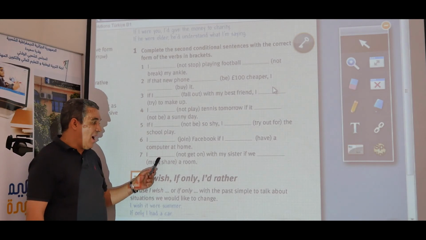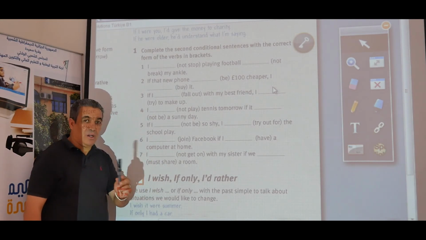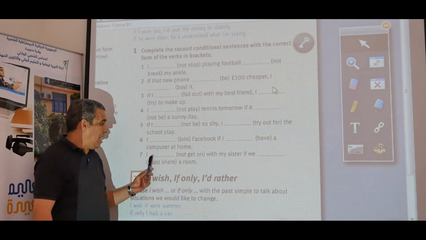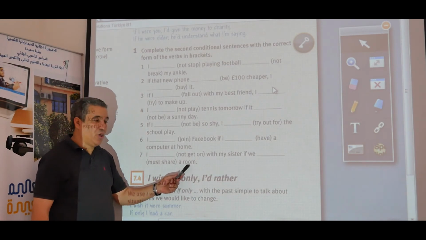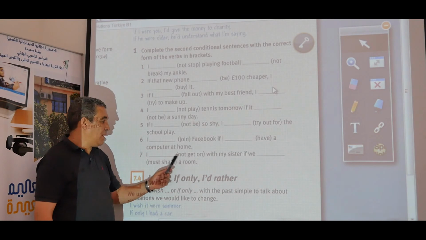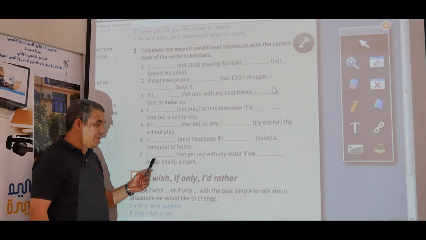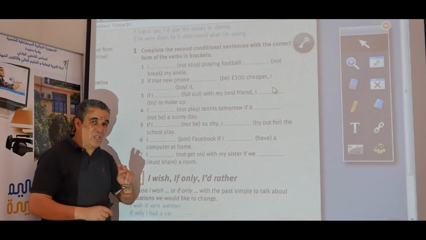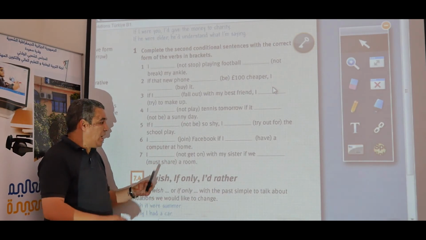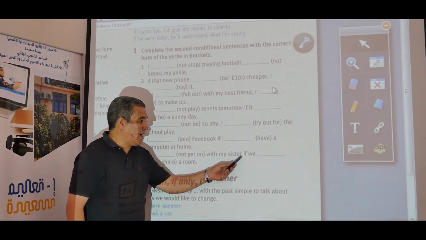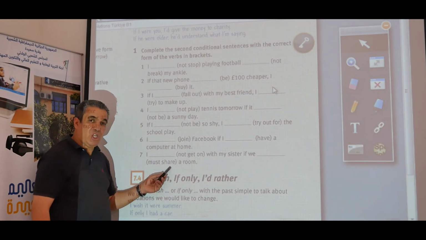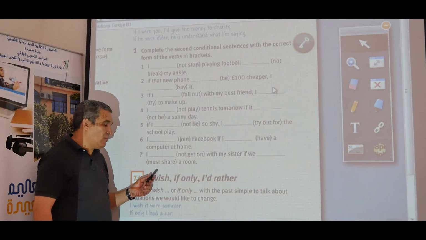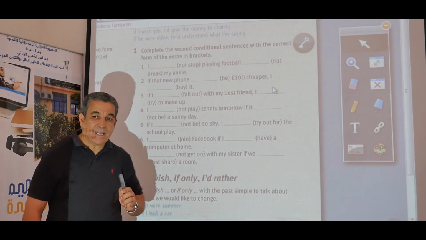7. I not get on with my sister if we must share a room. For this sentence, it's better to use conditional sentence type 1. I will not get on with my sister if we must share a room. And with must, we've got a modal verb. Must is present simple. Must always describes the present or hints to the present. Excellent.